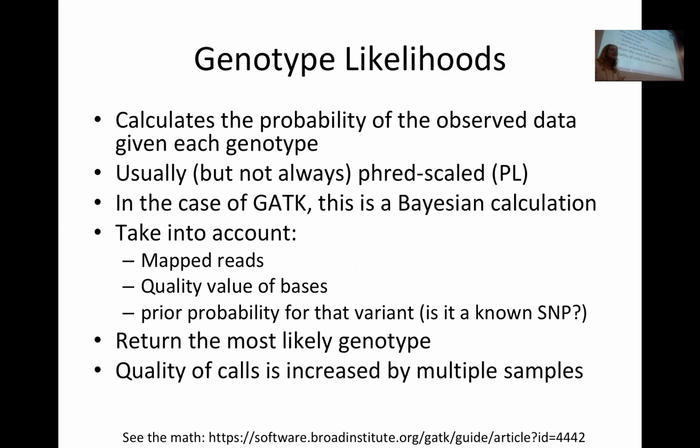If you don't have GATK4 running and getting their super fancy new high quality values, the original statistical cutoffs, or the way we do stats for variants, is genotype likelihoods. That's going to calculate the probability of the observed data given each genotype. So let's say we have a diploid organism, and we can either have homozygous for the reference, heterozygous, or homozygous for the alternate.